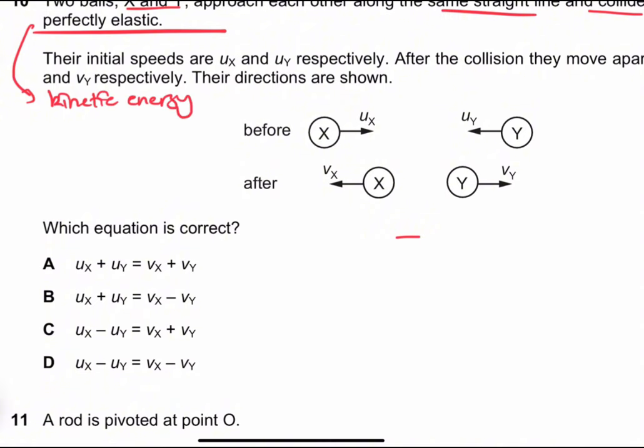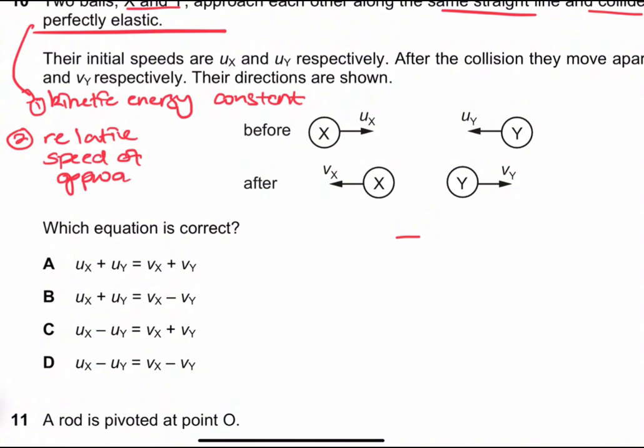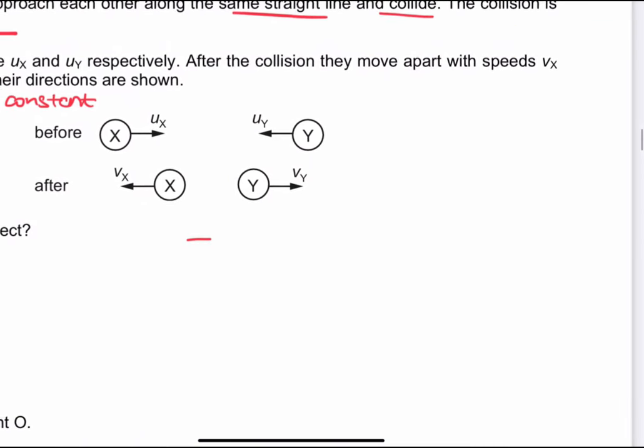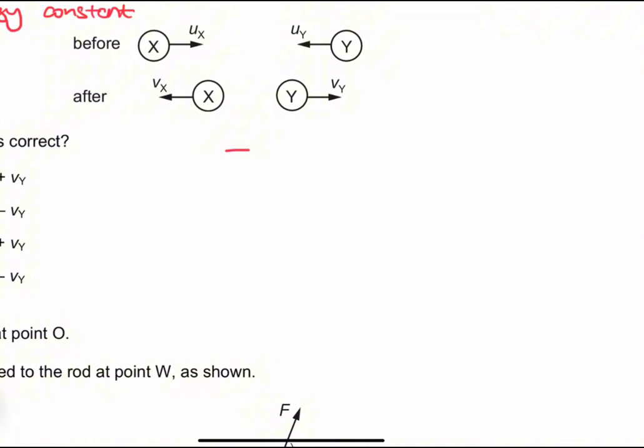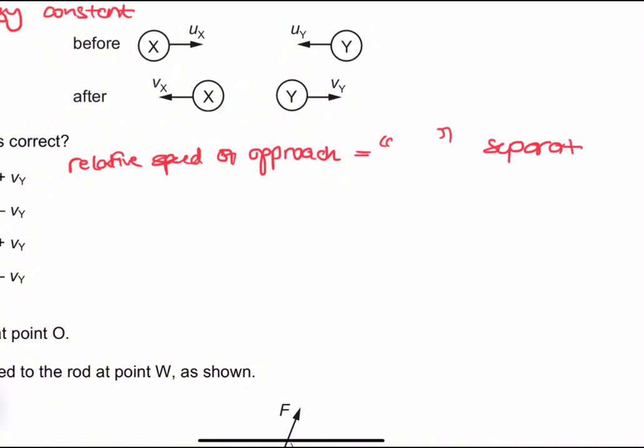So we talk of kinetic energy. Before and after collision, the kinetic energy is the same. Another fact is what we call the relative speed of approach. So let's put it over here. We say that the relative speed of approach is equivalent to the relative speed of separation. So these two are equal.